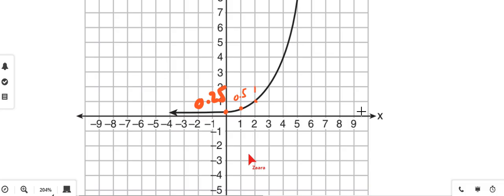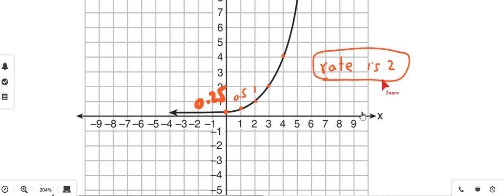At 3 the value was 2 approximately, and at 4 the value appears to be 4, right? Are you getting the point? It is increasing by 2's. So 0.25 times 2 is 0.5, 0.5 times 2 is 1, 1 times 2 is 2. The rate here in the exponential curve is 2. So that's it.